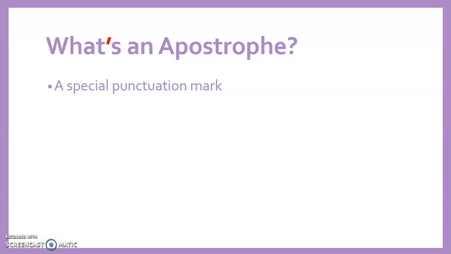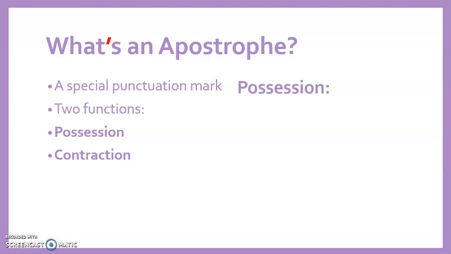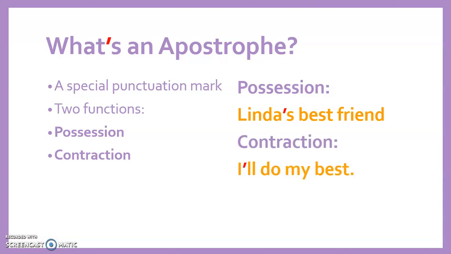So why is it there? What do we use it for? What is the purpose of an apostrophe? So apostrophes play two different roles in our writing, depending on the situation. They can show possession, or they can show contraction. Let me give you a couple quick examples. Here's an example of possession. Linda's best friend. And here again, I've marked out the apostrophe in red, so it's easy for us to see. And again, we have contraction. I'll do my best.